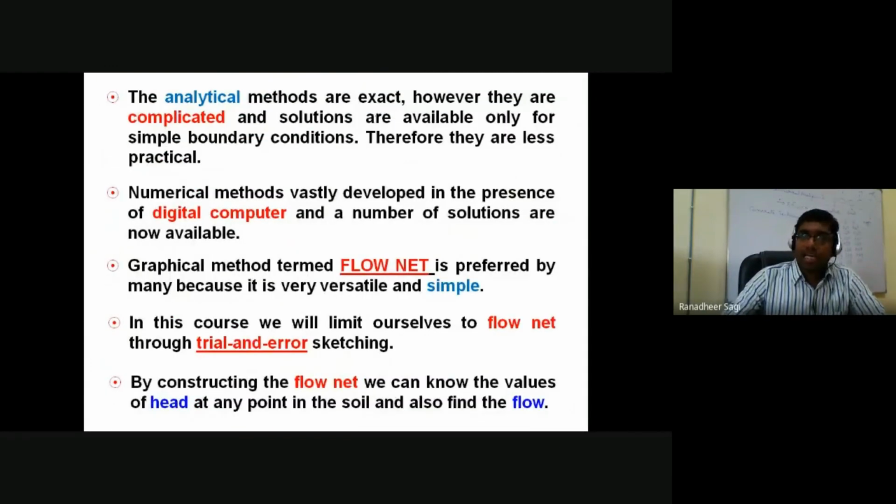The analytical methods are exact, but they are complicated, and solutions are available only for simple boundary conditions. Whenever you talk about mathematical equations for finding the solution, you require certain boundary conditions, like initial and other boundary conditions, to solve that particular problem. So analytical methods will give you the exact solution, but they are complicated and time-consuming. Therefore they are less practical, as they are relatively complicated in analyzing and solving, but they give more accurate results.